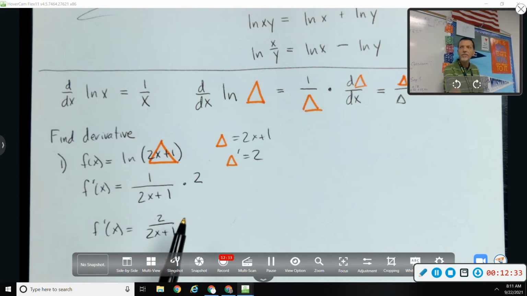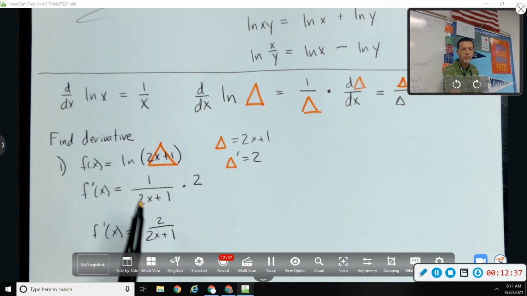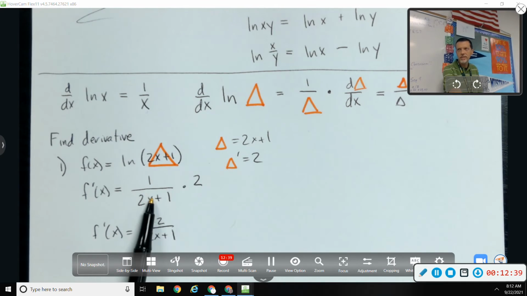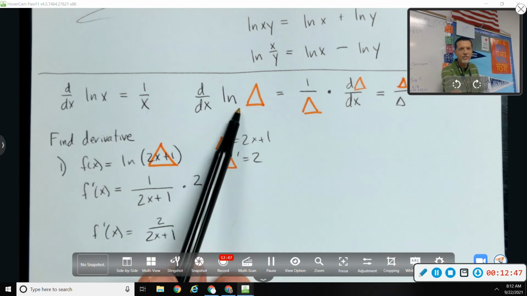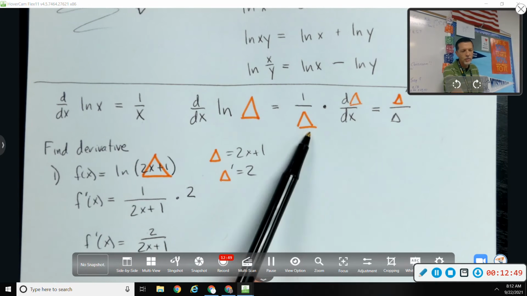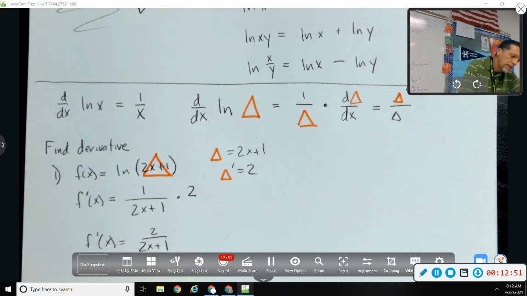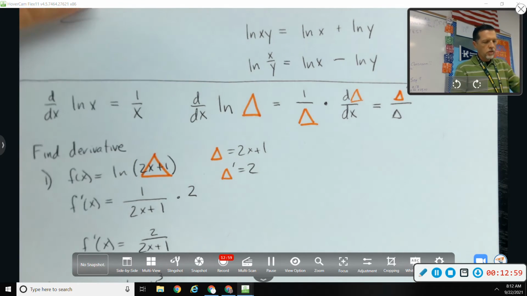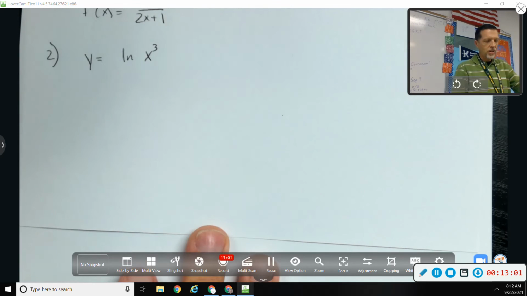After a couple of these, most of you are going to jump to stick the argument in the bottom, put the derivative in the top. That's all it takes. Now, we can make the argument more complicated to make the derivative more complicated, but just the derivative of natural log is not that bad. Argument in the bottom, derivative in the top. Number 2, y equals natural log of x cubed.